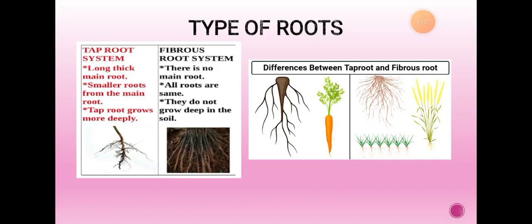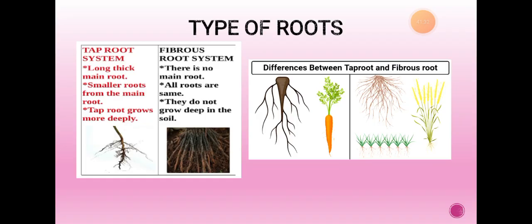Then we have the difference between tap root and fibrous root. Now you can see the tap root. In the tap root, the roots are long and thick, and they are main roots out of which the other roots come, which are smaller roots, and they have primary and secondary roots. They go more deep into the soil. And the example is the carrot. Carrot is an example of that.